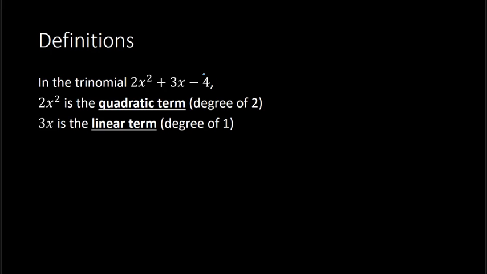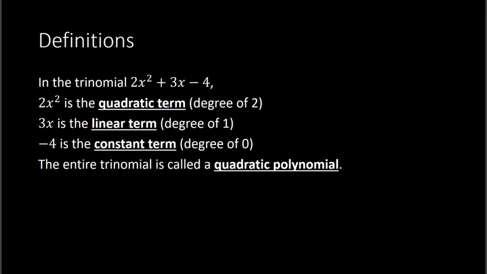And then the negative 4 is called the constant term, because it is a constant, and that has a degree of 0. There is no exponent with the variable because there is no variable. So make sure you know these 3 terms. Anything squared is quadratic. If it's to the first power, it's linear. And then if it's got no variable and exponent, that is a constant. So the entire trinomial we would call a quadratic polynomial. And it's quadratic because the biggest degree is 2, right? The biggest exponent is 2, so that makes the entire thing quadratic, not just that first term.